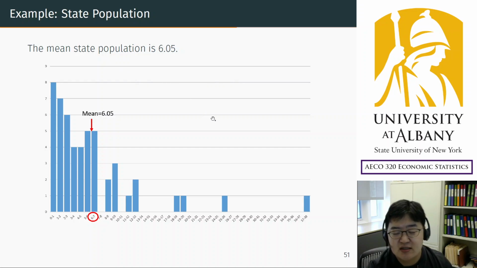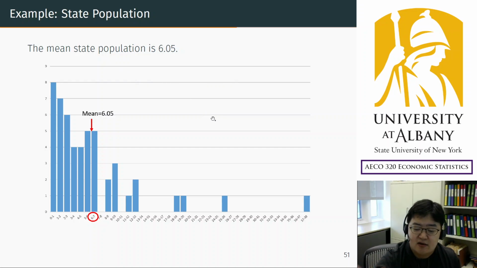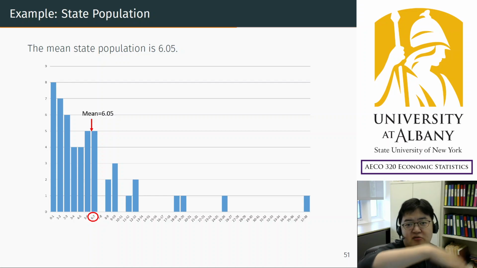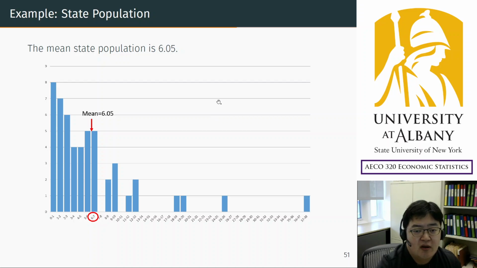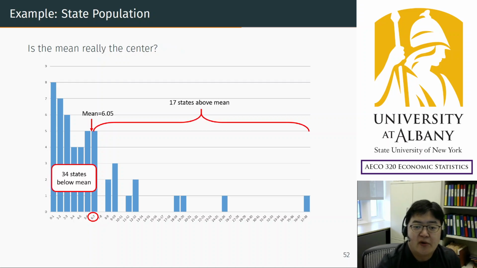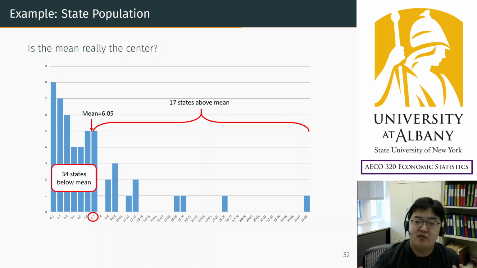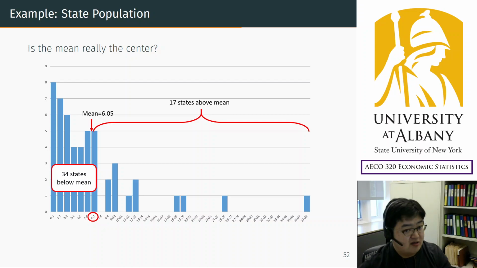graph, because I told you the mean is a measure of central location. It is more typical or representative, the center where the data are located around. But look at this. On the larger side of the mean, there are only 17 states. But below the mean are 34 states. That is, there are twice as many states smaller than the mean as above the mean. Well, then it is not a center.